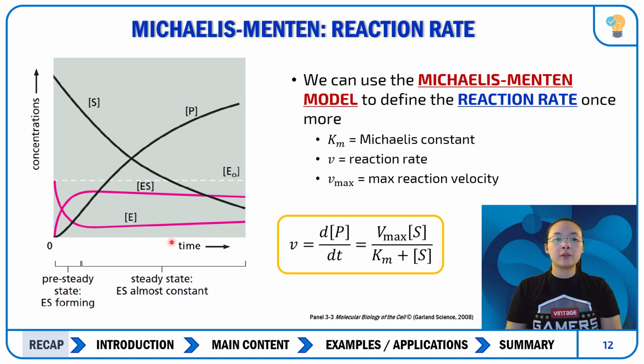So looking at the steady state here in pink, the steady state is going to be right in the middle when things aren't changing too much. If you take a look, you'll see that over here in the middle, there's a plateau for the enzyme substrate complex. So therefore we call this a steady state.